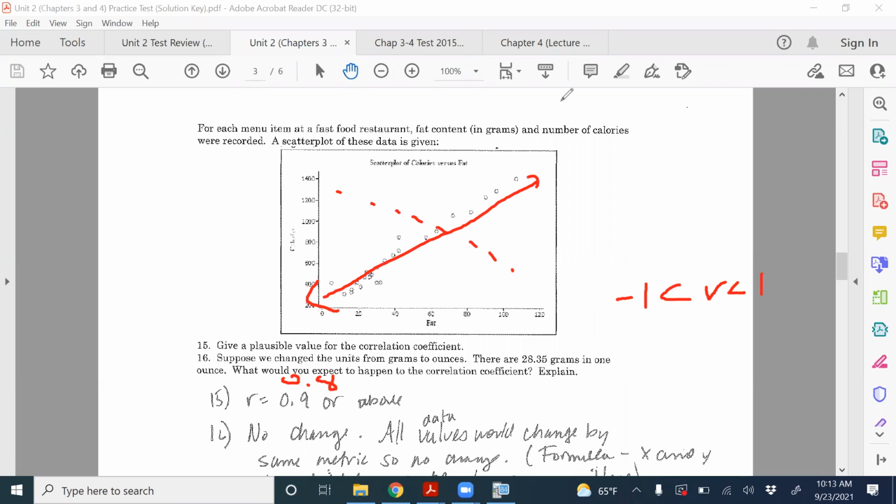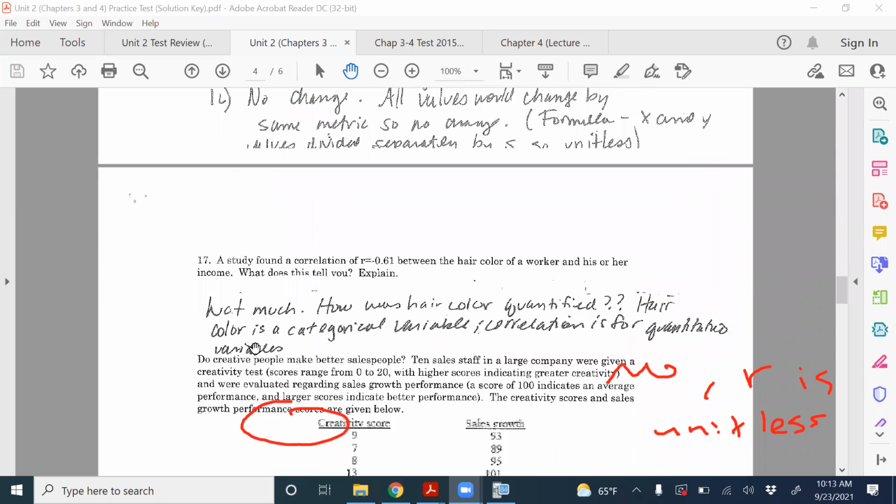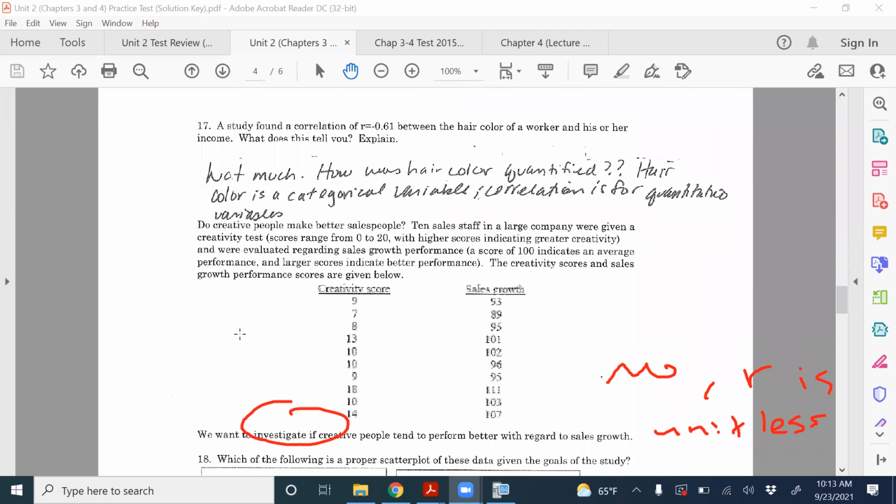Suppose we change this from grams to ounces, and there are 28.35 grams in an ounce. We expect the correlation coefficient to change? The answer is no. That's because R is unitless. That should not matter at all. No change at all. So the answer is no. For 17, a study found a correlation of -0.61 between the hair color of a worker and his or her income.